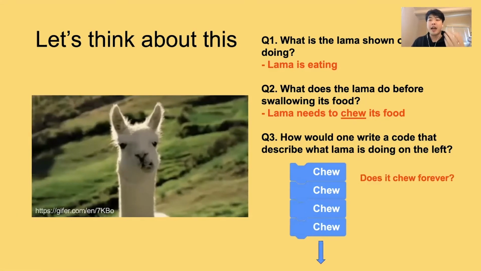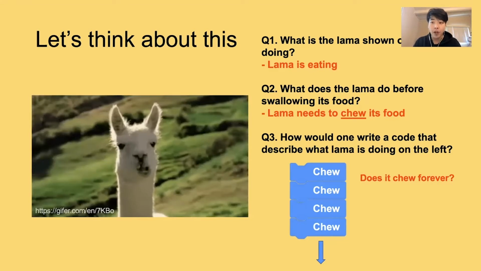But in real life, practically speaking, does it go on forever? Even though this GIF file that you see goes on forever because it's an infinite loop, in reality, does it? No, it's not. Because eventually it has to swallow the food, right? Otherwise, the llama will die, right? So you don't want that to happen.